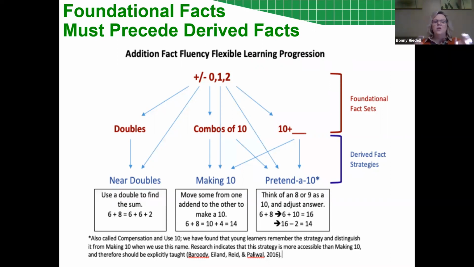But once students have a great handle on those foundational facts, they've reached mastery with foundational facts, then they can start using and developing and uncovering the derived fact strategies. So you can see how the near doubles would build on knowing your doubles. So using the near double strategy would develop from knowing that. And then making a 10 and pretend a 10 comes after a great mastery of knowing all your combinations of 10 and 10 plus. So they all build on each other.